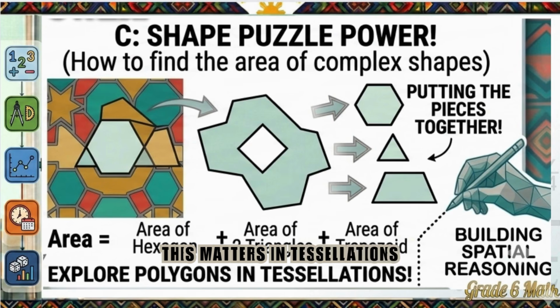Why this matters in tessellations: look at the colorful pattern on the left. It looks complicated, but it's just the same puzzle, repeating over and over again. By understanding one small unit, the green shape, you can understand the whole huge wall or floor pattern. This is called spatial reasoning, the ability to see how small parts fit together to make a big masterpiece.